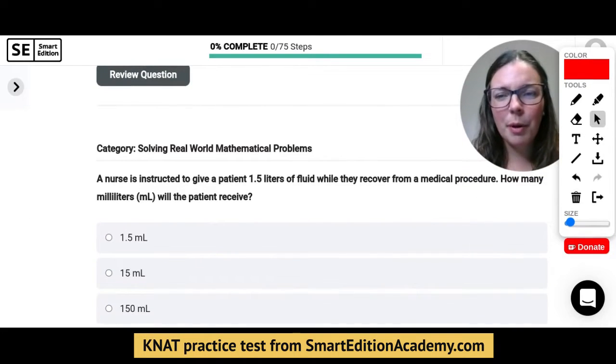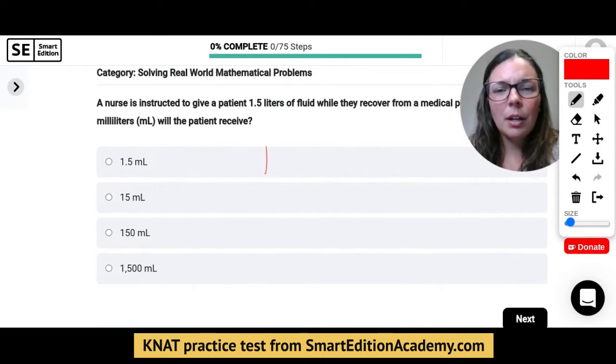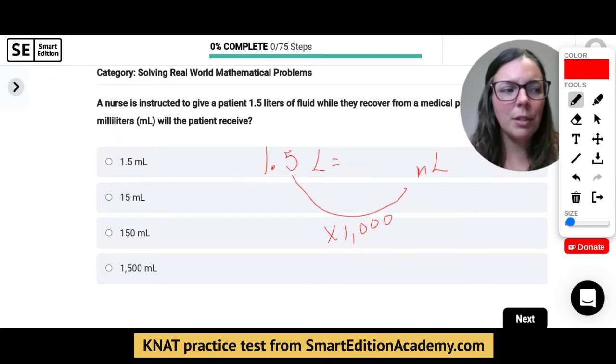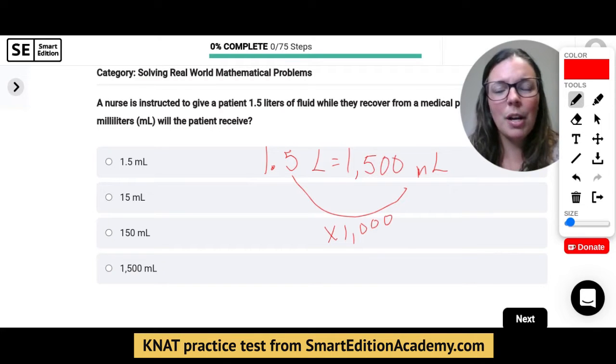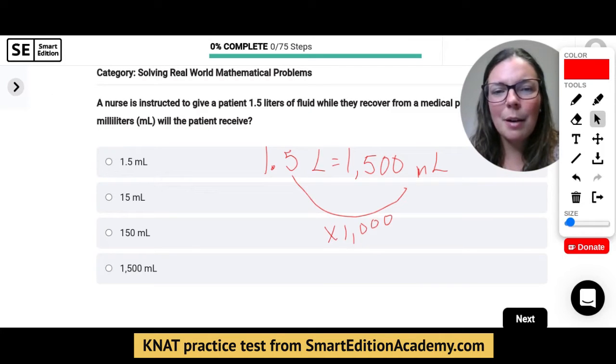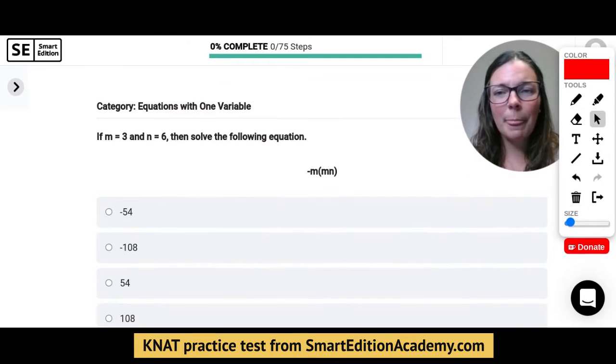All right, let's check out this word problem. A nurse is instructed to give a patient 1.5 liters of fluid while they recover from a medical procedure. How many milliliters will the patient receive? So we need to take our 1.5 liters and turn it into milliliters. There are 1,000 milliliters in a liter. So all we have to do here is multiply by 1,000. That is a really great conversion to memorize. That comes up quite a bit in our practice problems for this exam. So we just have to multiply by 1,000 and we would get 1,500 milliliters.